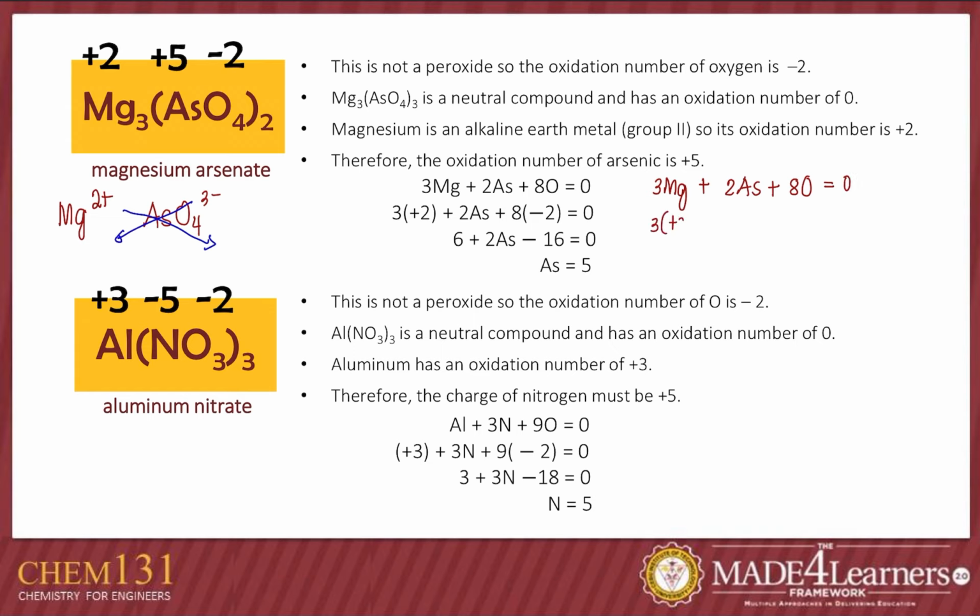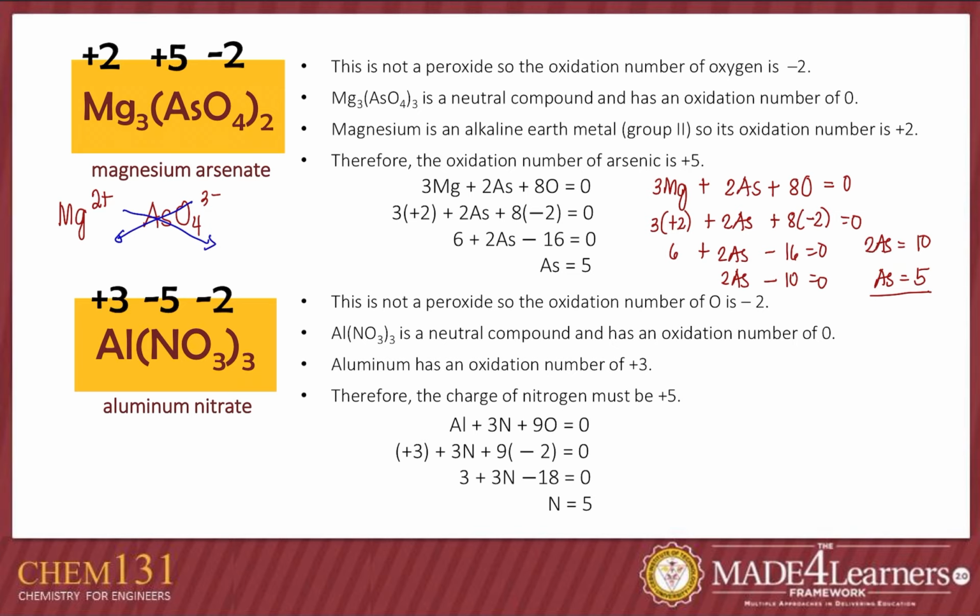So for magnesium, positive 2 times 3, plus two arsenic plus 8 oxygen at negative 2, equals 0. So this is 6 plus 2 arsenic minus 16 equals 0. So 2 arsenic minus 10 equals 0. Right? 6 minus 16 is negative 10. And then we transpose 10 to the right side. So 2As equals 10. And so arsenic is positive 5. And then just make sure that you check your answer if it's correct. And they should all sum up to 0.